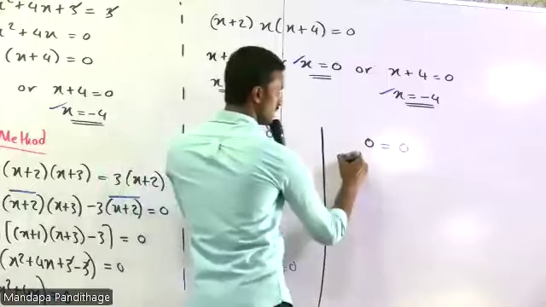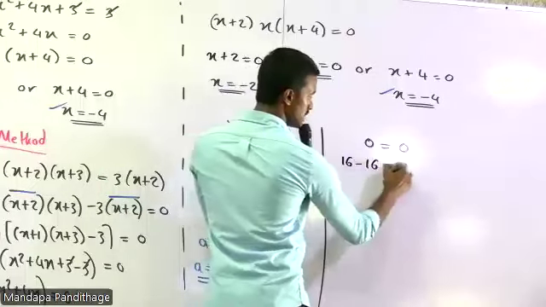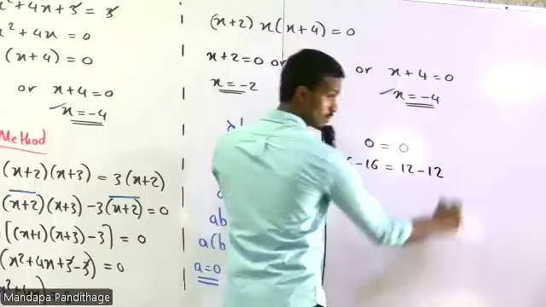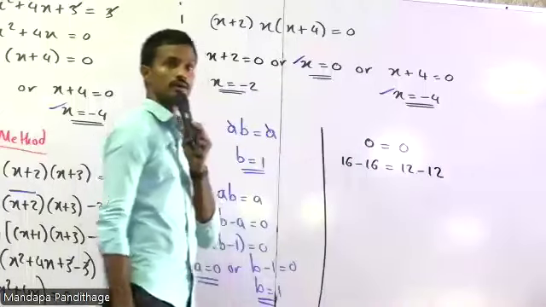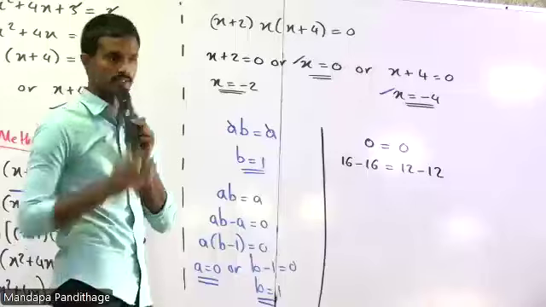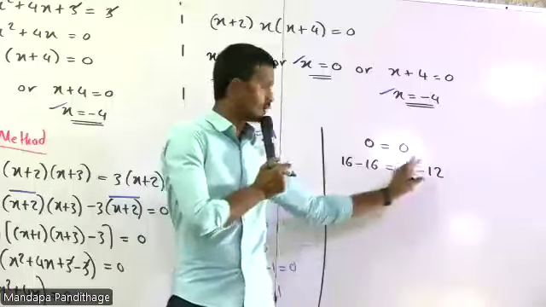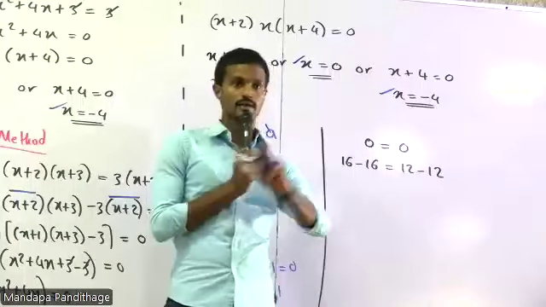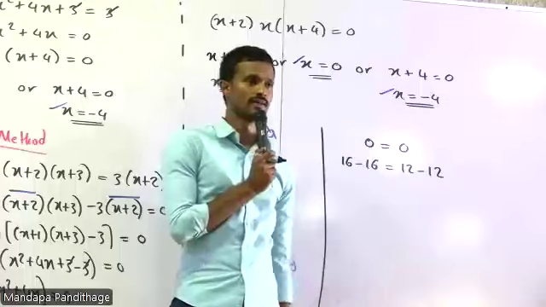This 0 I'm writing as 16 minus 16. This 0 I'm writing as 12 minus 12. Agree or not? Agree. Because 16 minus 16 is even 0. 12 minus 12 is even 0. Agree නැත්නම් කියන්නේ නැහැ. So I do not agree.